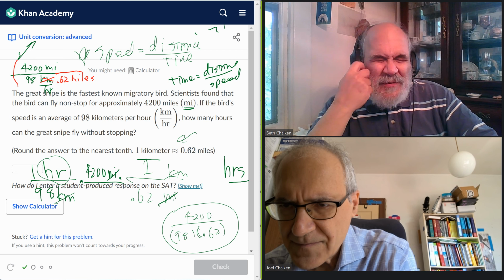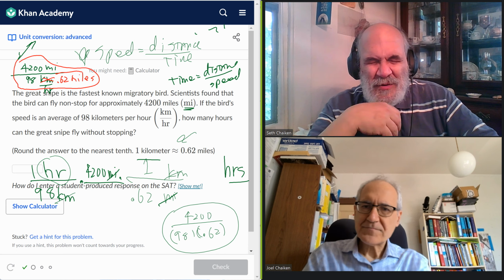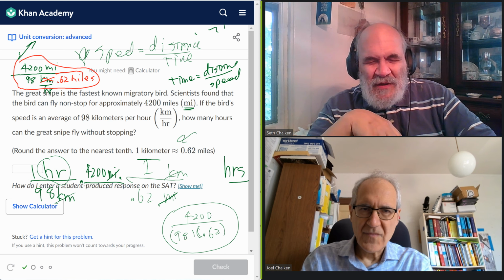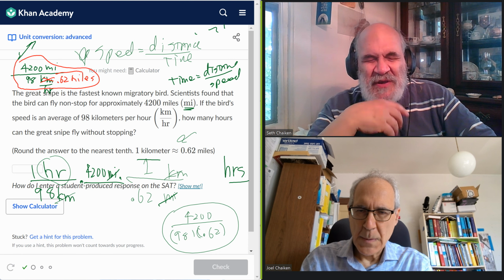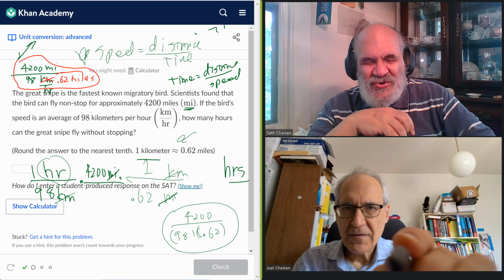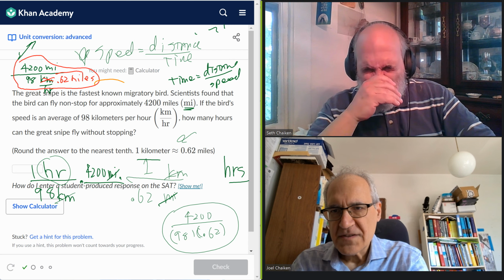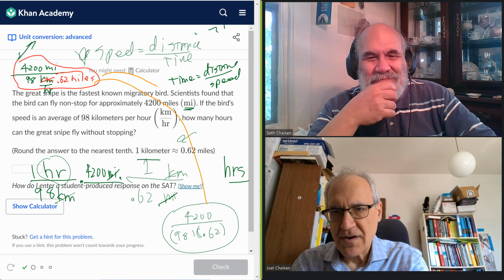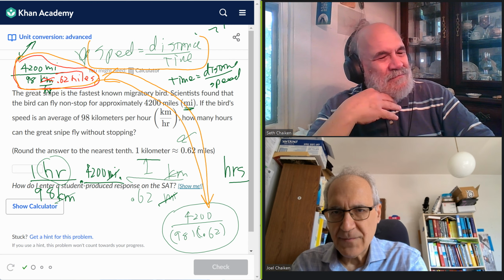So it goes about 60 miles an hour, like a car driving at the typical legal speed on highways in the United States. It's about 60 miles per hour, which translates to 100 kilometers per hour. So notice that these answers are exactly the same. This is not a bad way to do it.